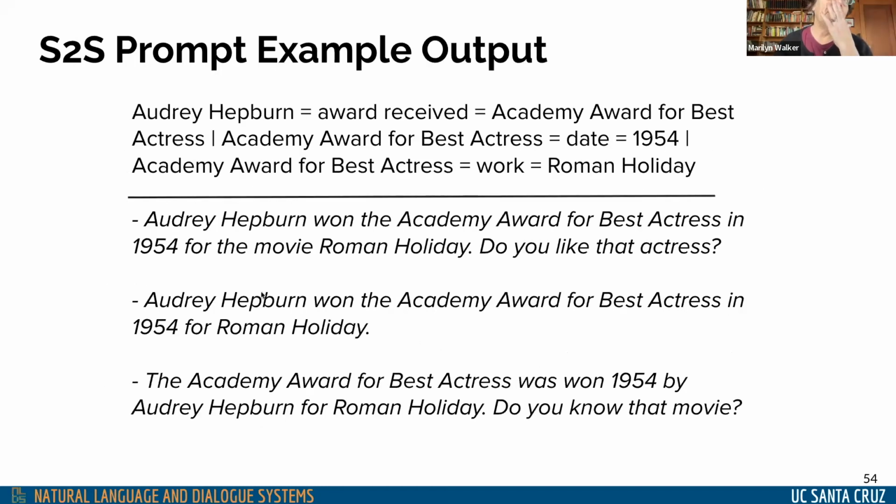So if you look at what the output is with Jurassic 1 with a temperature of 0.7, we use 0.7 because we wanted it to generate more variations.